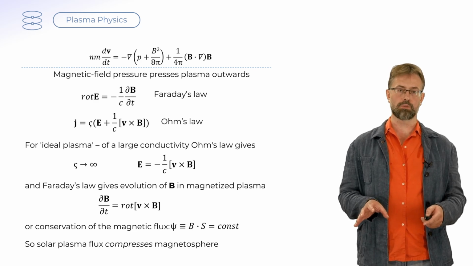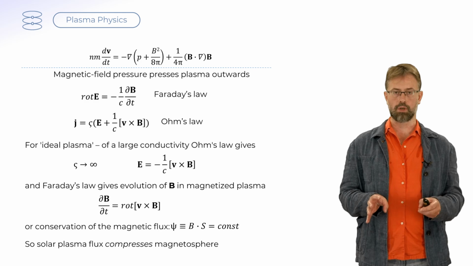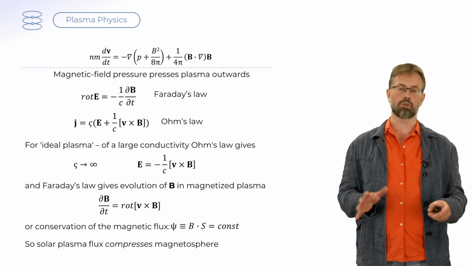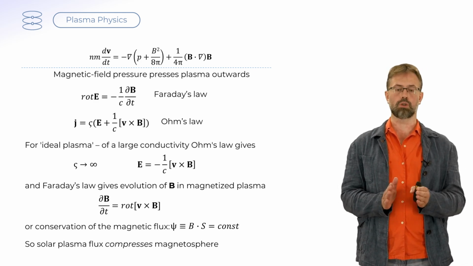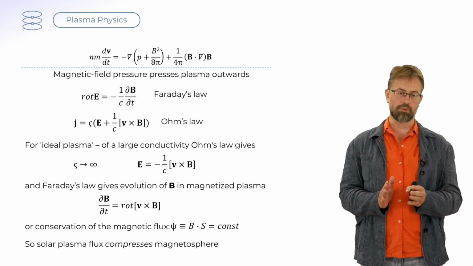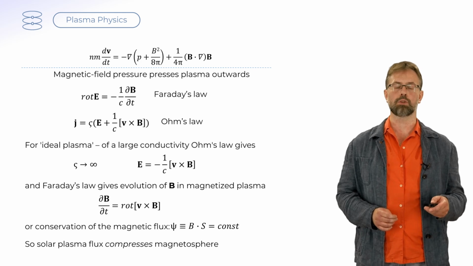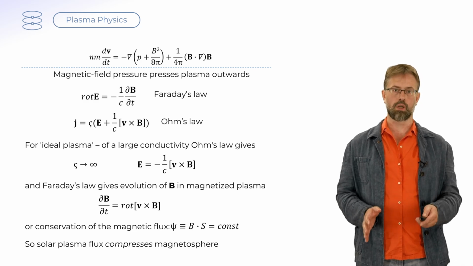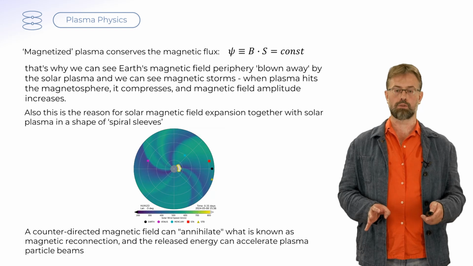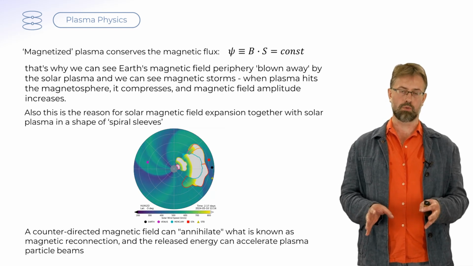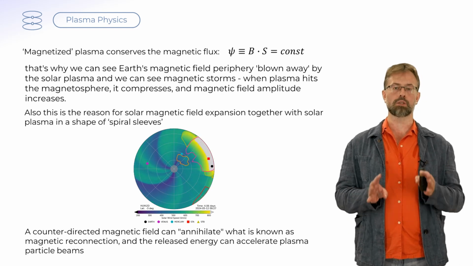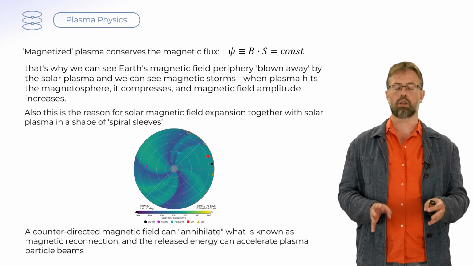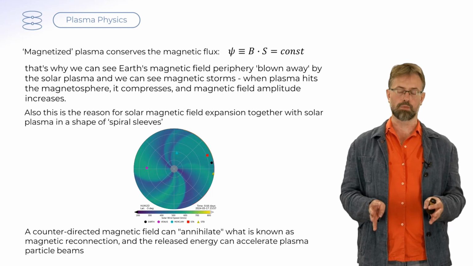So solar plasma can compress the magnetosphere, can compress the magnetic field, and it heats the magnetosphere and compresses it in size. So there is a reduction of size and an increase of magnetic field. This equation describes the freezing-in of magnetic field lines into the plasma. So they move together, and there is conservation of magnetic flux. And then plasma arrives with its own magnetic field, or no magnetic field, and hits the magnetosphere. The magnetic field will be enhanced, and this is called a magnetic storm.